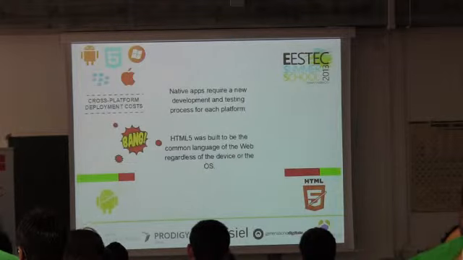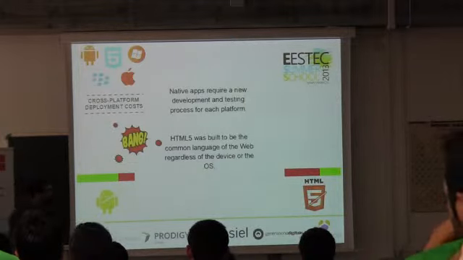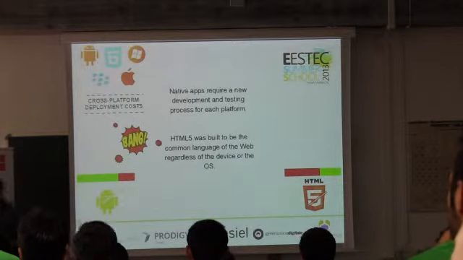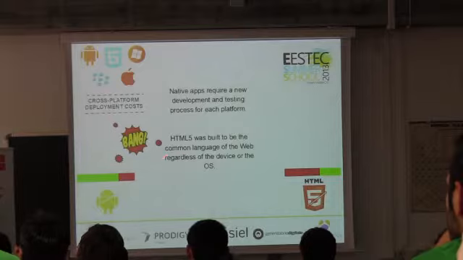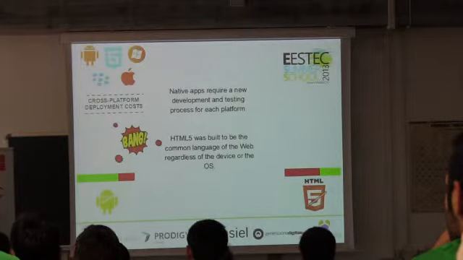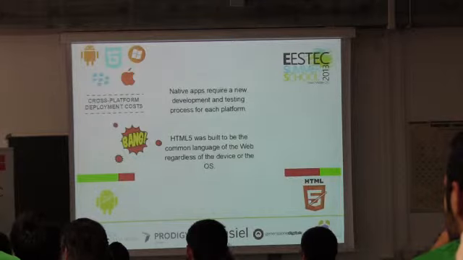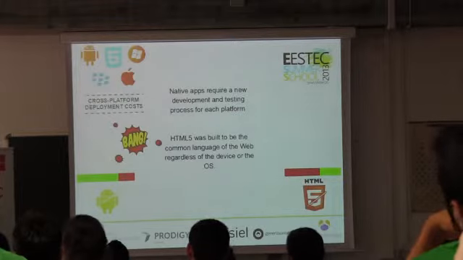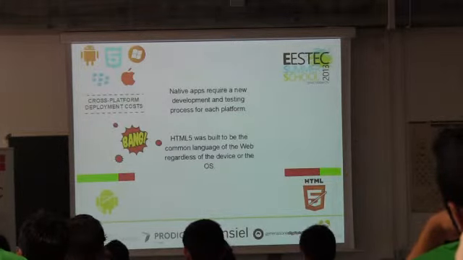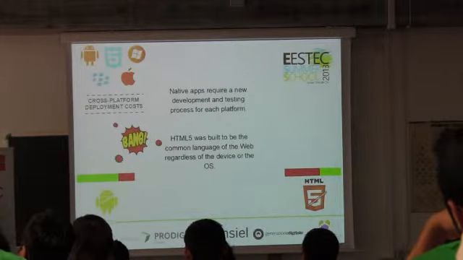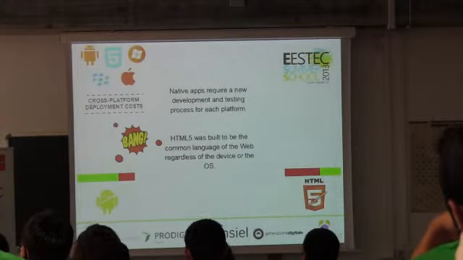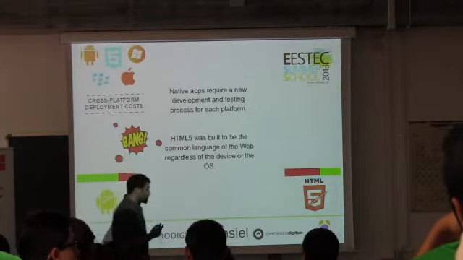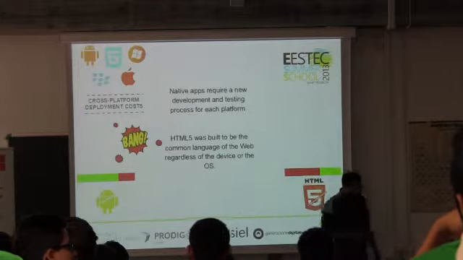But HTML5 was built to become the language of the web regardless of the device or the OS. Is it true today? What do you think? Is it true that you write HTML5 and run everywhere on every browser perfectly? No, that's not the case. But it's better than writing Objective-C code and Java code and .NET code. It's not perfect by now, but HTML5 is good enough for cross-platform to decrease your development costs.